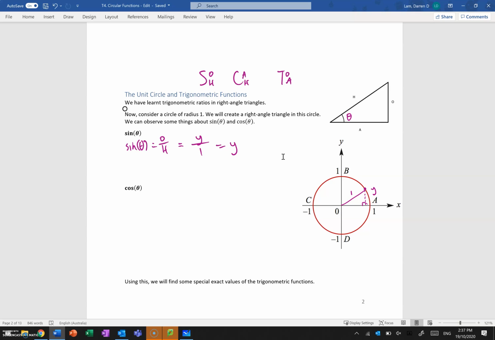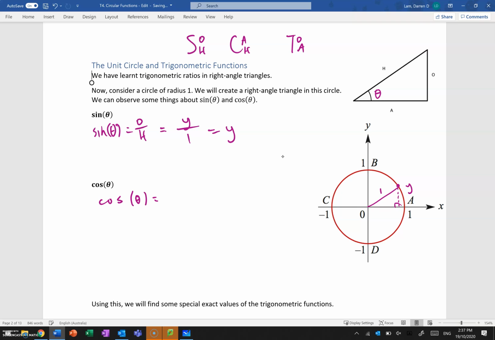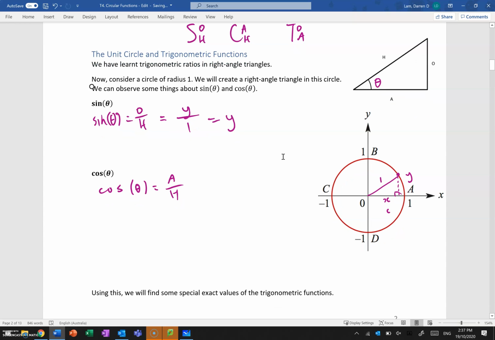We talked about last lesson how sine tells us how high or how low that value is. In the same vein, cosine of theta equals adjacent over hypotenuse. Same idea: the adjacent is this one over there, which is the x value of my point, and once again it's divided by 1 to give me x. So with any of these triangles, cosine is x and sine is y. Do I have any questions about that?